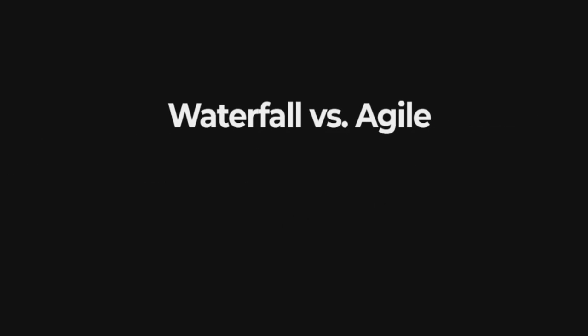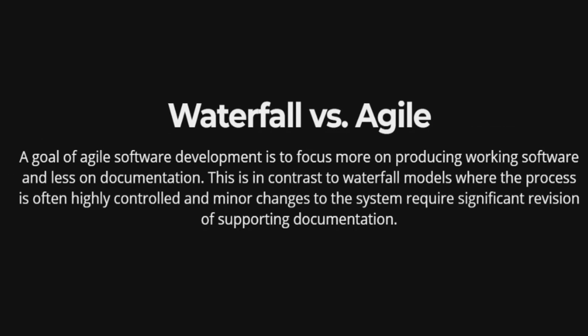Waterfall versus Agile. A goal of Agile software development is to focus more on producing working software and less on documentation. This is in contrast to waterfall models where the process is often highly controlled and minor changes to the system require significant revision of supporting documentation.